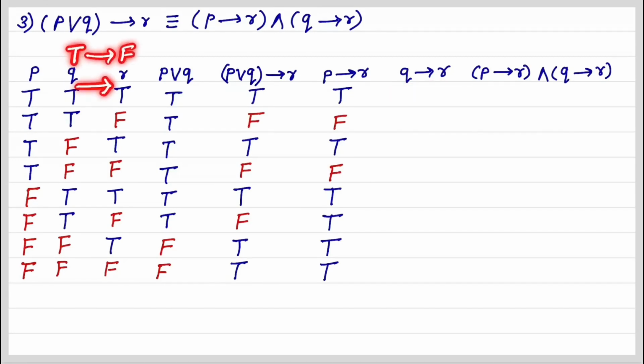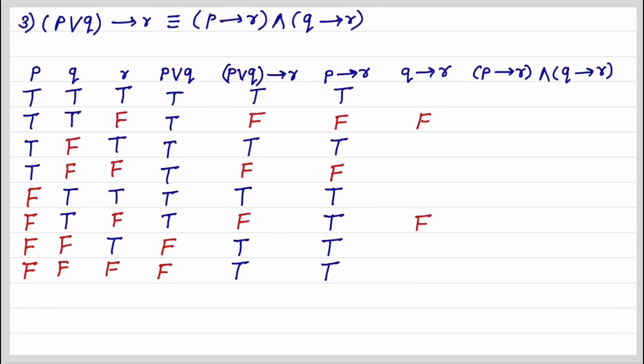Then take Q implies R. We know the rule. T implies F is equivalent to F. Second entry and sixth entry. These two entries are false and all other entries are true. Just we have to find where this condition is satisfied.